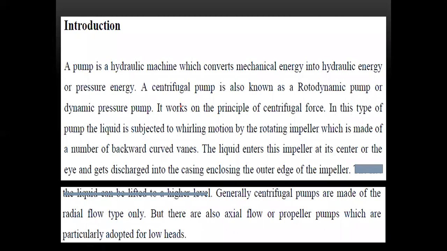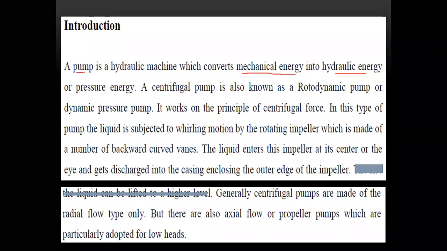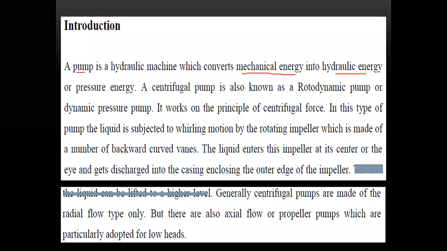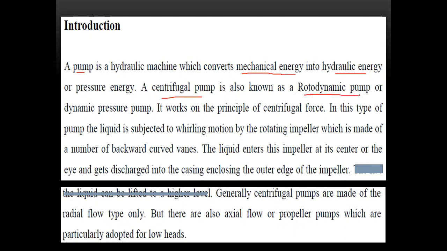So then what is the simple meaning of a pump? A pump is a hydraulic machine which converts mechanical energy into hydraulic energy. Remember this simple concept. A pump is nothing but a machine which converts mechanical energy into hydraulic energy or pressure energy. A centrifugal pump is also known as a rotodynamic pump or dynamic pressure pump.